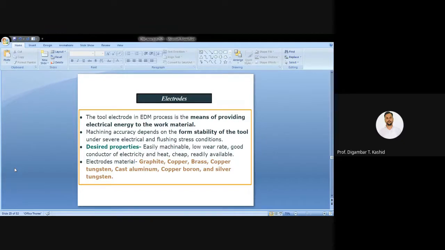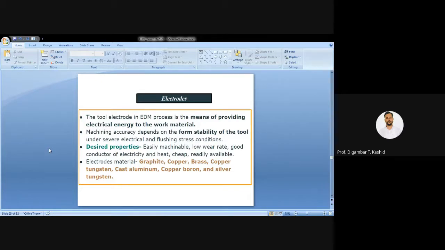Then we have another material, copper. You can use copper as an electrode material because it is highly stable and has a relatively low wear rate. Then we have copper tungsten, which has a low wear rate, although it is expensive and cannot be easily shaped. That is a limitation. Other materials are cast aluminum, copper boron and silver tungsten. These are the different materials.